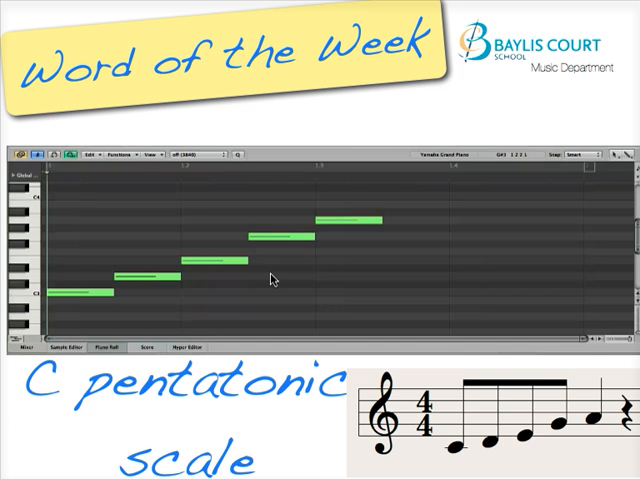So if we look at that and play that back, it works quite nicely. It's very simple, often thought of as being used in lots of Chinese music. Very common scale, lots and lots of stuff you can do with a pentatonic scale.